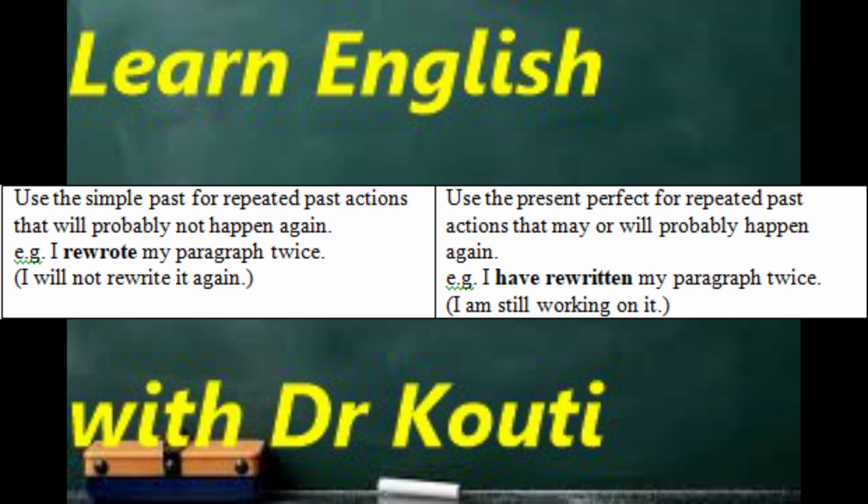Use the simple past for repeated past actions that will probably not happen again. For example, I rewrote my paragraph twice. It means I will not rewrite it again. Use the present perfect for repeated past actions that may or will probably happen again. For example, I have rewritten my paragraph twice. It means I am still working on it.